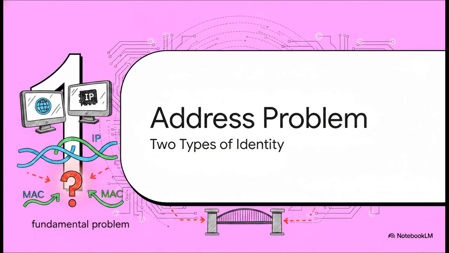Okay, so right at the heart of this whole mystery is a case of dual identity. See, every single device on a network, your phone, your laptop, your smart TV, is juggling two different addresses at the exact same time. And for any of them to talk to each other, the network has to figure out how these two identities are connected.